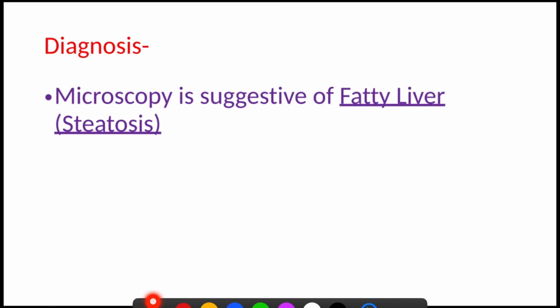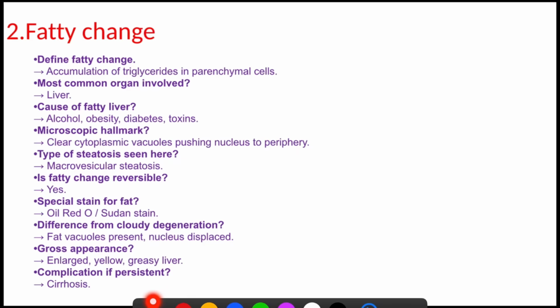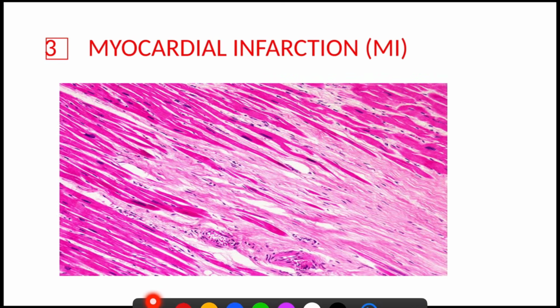So here your diagnosis is microscopy suggestive of fatty liver or steatosis, and these are some important questions for Viva. So you go through this, and this will help you to remember microscopic as well as pathogenesis, etiology, all the factors related to fatty change.